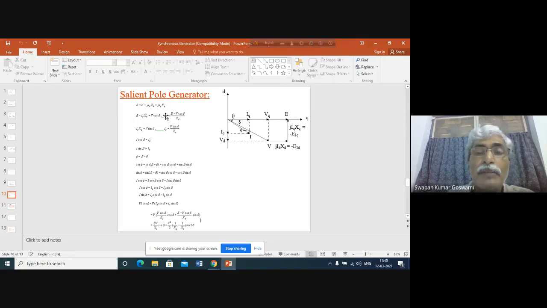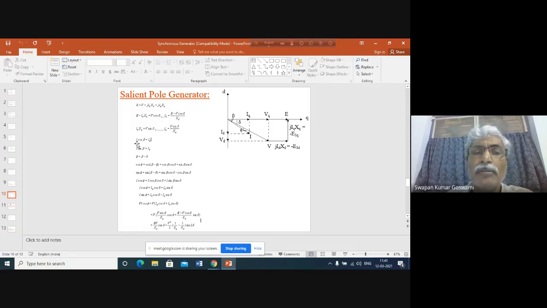Now similarly, let us see how much is V sine delta. V sine delta is this length, and this length is equal to IQ if we consider only the length. J represents its direction with respect to ID. So IQ XQ becomes equal to V sine delta. So IQ is equal to V sine delta by XQ. So these relations for ID and IQ we can find out.